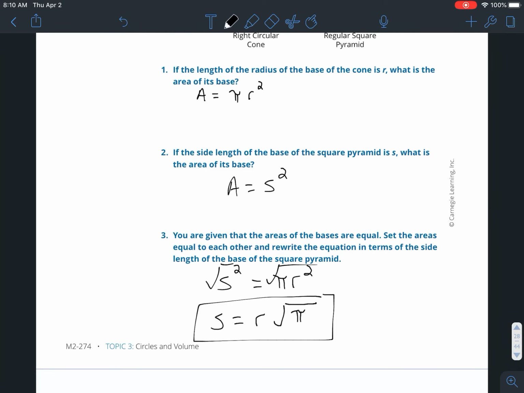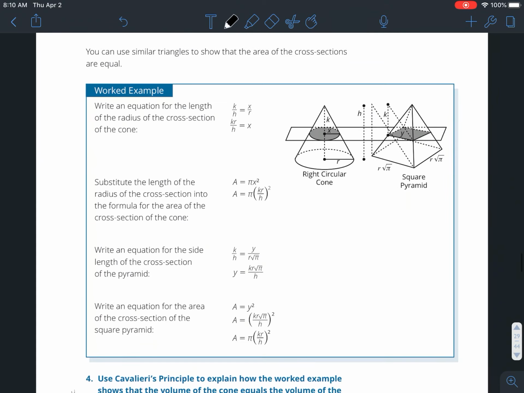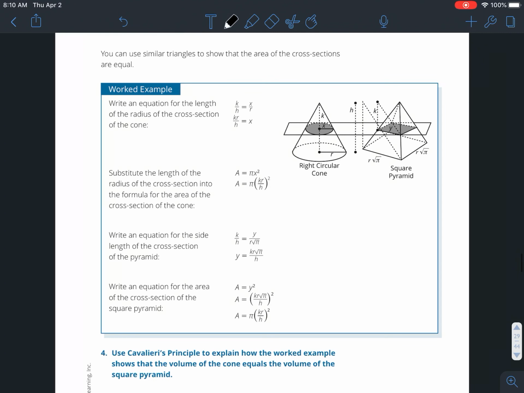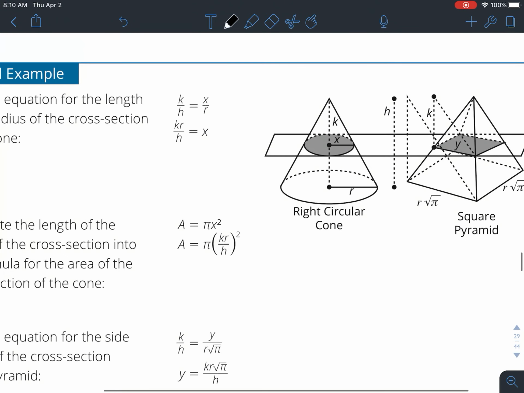All right, let's look at this next page, work sample. You can use similar triangles to show that the areas of the cross sections are equal. The cross sections, just so people know, are what the shaded area is. It says write an equation for the length of the radius of the cross sections of the cone. Excuse me. So we zoom in. They have their writing here.